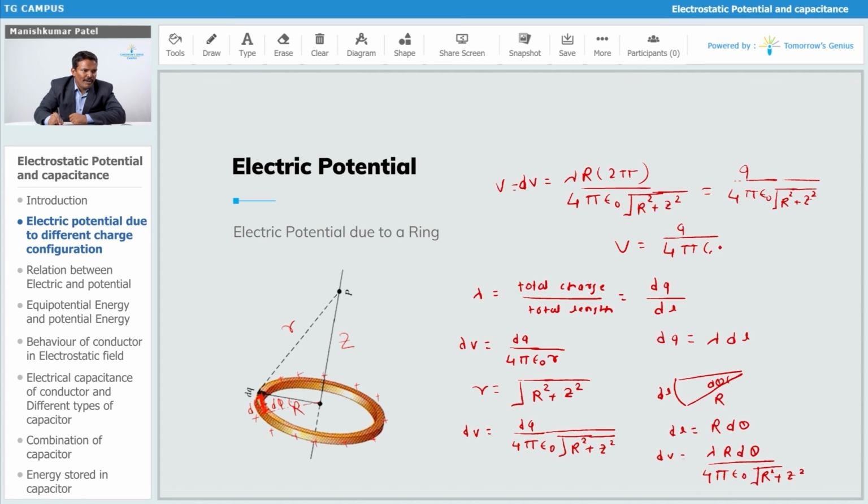You can now vary the value of z, and according to that you will get the condition for that potential. If you assume that z is equal to 0, obviously that potential will be maximum, which is at the center. So this is your final expression for electric potential due to this ring.